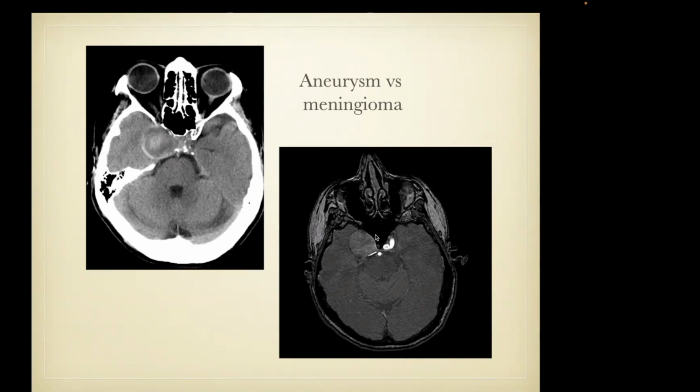If we look at the 3D time of flight MRA in this patient, we see the flow-related enhancement in the left carotid artery. We see flow-related enhancement in the basilar artery. This does not show the same signal. So would we then conclude that this is not an aneurysm on the basis of that MRA? No, you cannot conclude that. You can say that this is either an aneurysm with slow flow or this is a tumor.